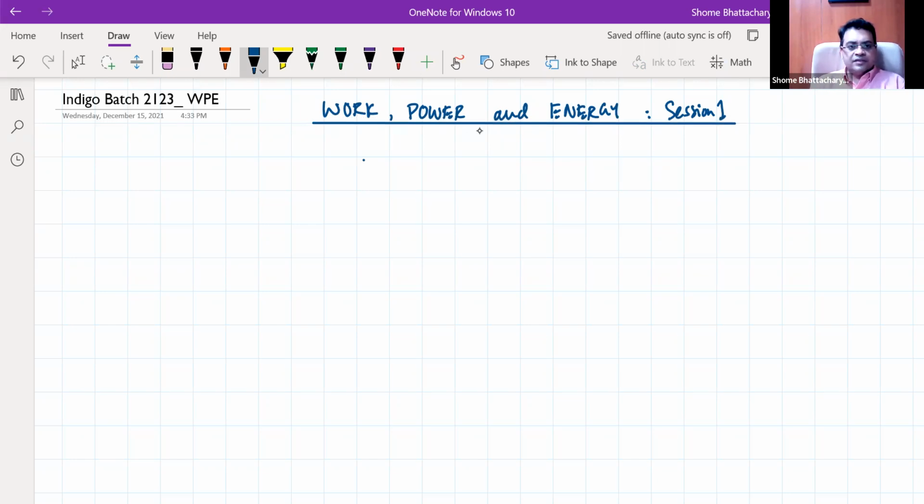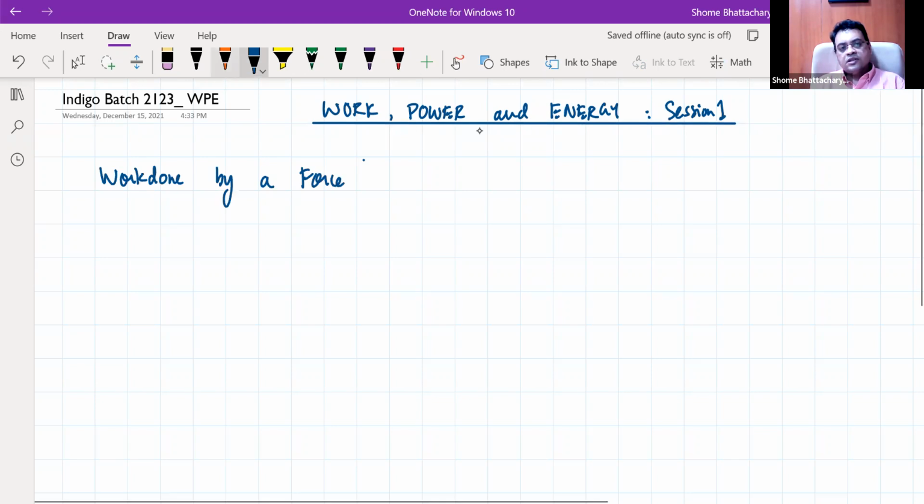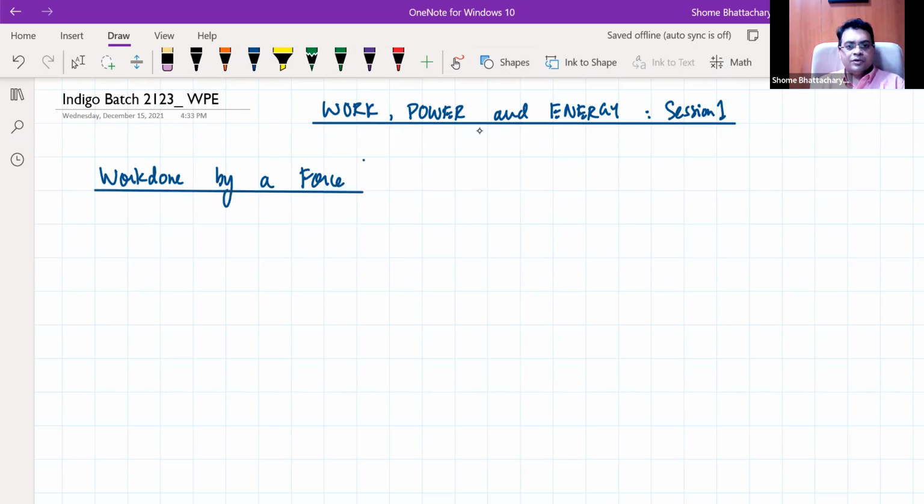So we start with the definition of work, and in that we'll start with the discussion of work done by a force. This is not the everyday meaning of the term work, which we take in some other context, in terms of effort or accomplishment. But this is a specific term in mechanics called work done by a force. Work done by a force is a scalar quantity, which is measured in joules. The unit of it is joules.